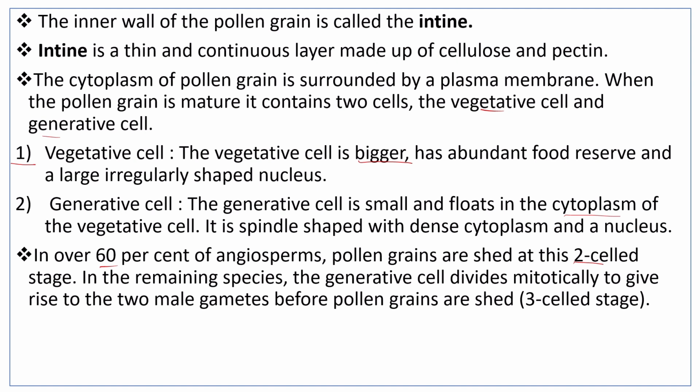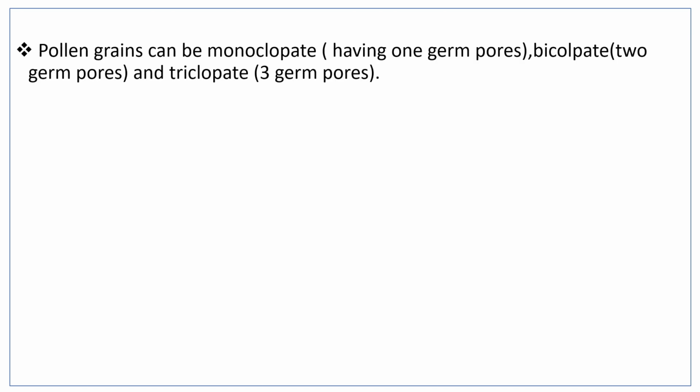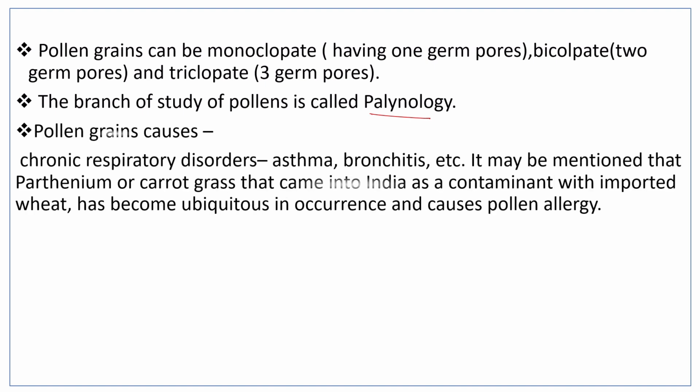In the remaining species, the generative cell divides mitotically to give rise to the two male gametes before pollen grains are shed, the three-celled stage. In Calotropis and orchids, the pollen of each anther lobe are compacted into a characteristic mass called pollinium. Pollen grains can be monocolpate, having 1 germ pore, bicolpate, 2 germ pores, and tricolpate, 3 germ pores. The branch of study of pollen is called palynology.